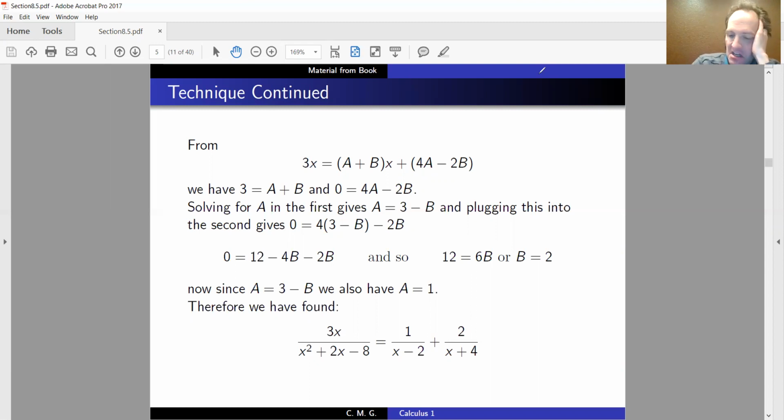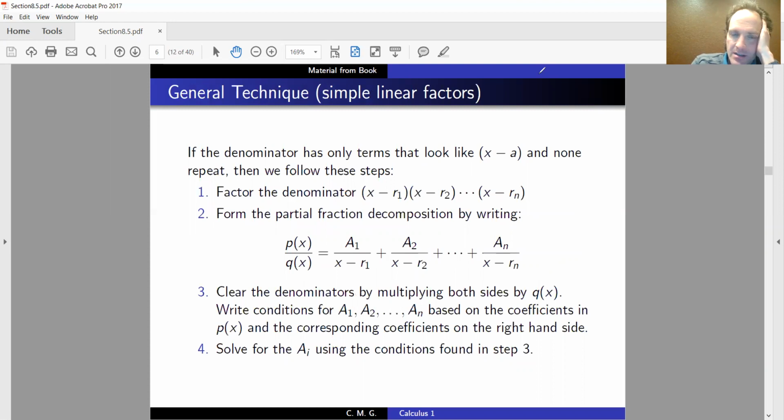Then I can integrate this thing and sort of be done. So let's talk about the general technique for this. If I only have what I call simple linear factors, that is to say, all I have is x minus something, x plus something on the bottom. That's how I factored it. And all those factors are raised to the first power. So there are no powers of these factors. It's not like x minus 2 squared is one of the factors. I've got just single powers of each of those.